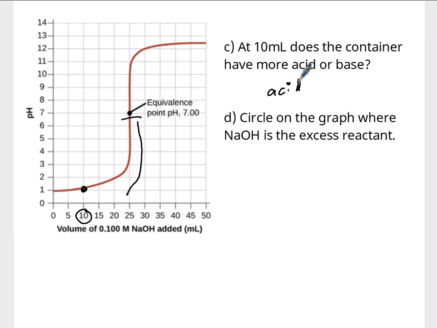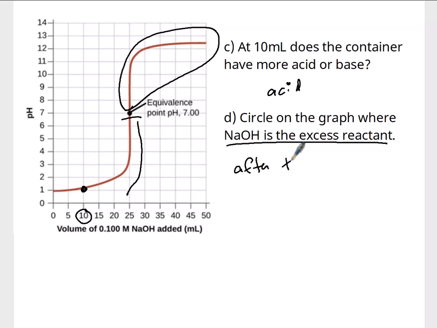Then it says, where do I have NaOH in excess? If my NaOH is in excess, then that means I've already reacted all of the acid. So it's got to be after the equivalence point. Any point after the equivalence, I'm going to have more NaOH than was needed. And that's why the pH starts rising rapidly, and why now I have a basic pH.